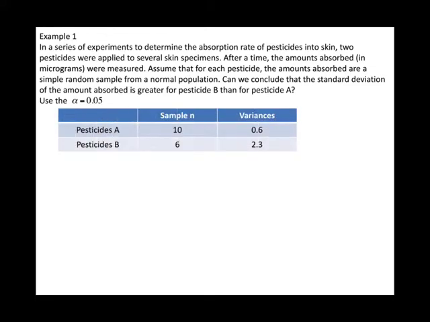Okay, example 1. In a series of experiments to determine the absorption rate of pesticides into skin, two pesticides were applied to several skin specimens. After a time, the amounts absorbed were measured. Assume that for each pesticide, the amounts absorbed are a simple random sample from a normal population. Can we conclude that the standard deviation of the amount absorbed is greater for pesticide B than for pesticide A? Use the 0.05 significance level. And then they gave the sample size and each sample variance here.